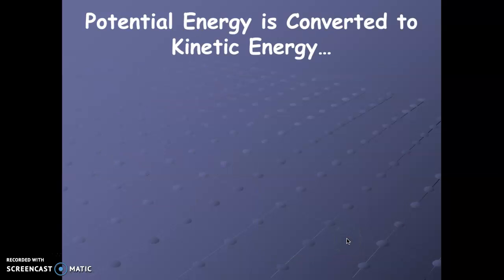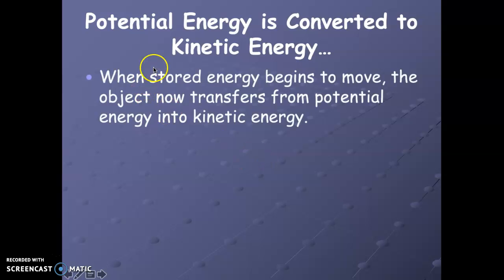So potential energy is converted to kinetic energy when that stored energy begins to move. The object now transfers from potential to kinetic. So think about it like you're sitting in bed, you have a bunch of potential energy, your body's transformed all that food, all that chemical potential energy into electrical potential energy, and you're ready to move.